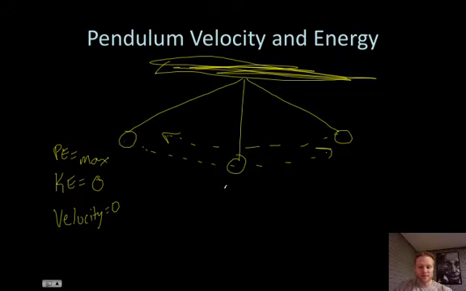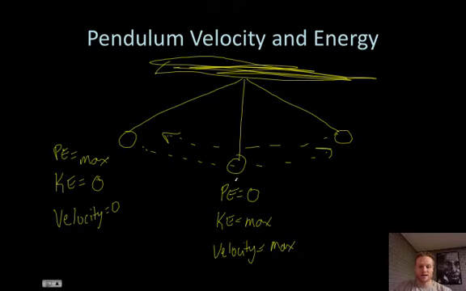At this middle point, the potential energy is actually 0. It has none, but all the potential energy has been transferred into kinetic energy. And so in the middle of the swing, that's when you have a maximum amount of kinetic energy, and its velocity is at a max also.